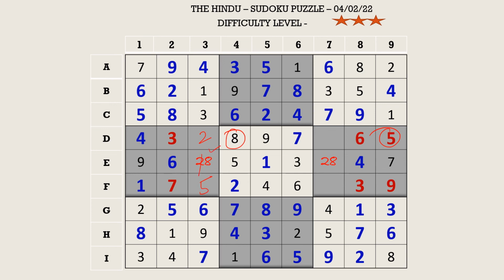In the F row, the missing number is 8. That cancels out the 8 here. So E7 becomes 2 and the missing number in D row is 1.